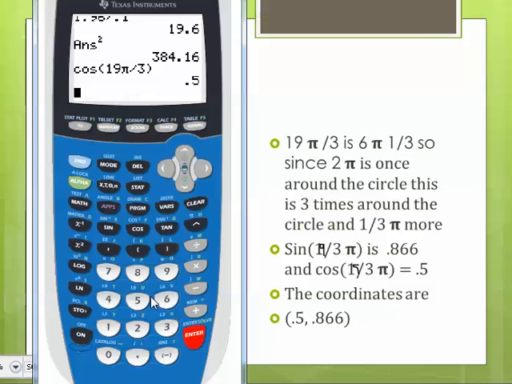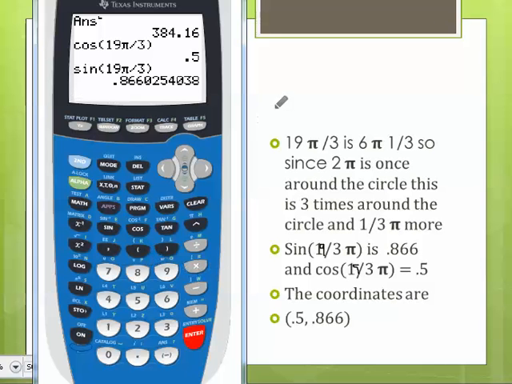And when I hit enter on that, I get 0.5. And when I take the sine of 19 pi divided by 3, I'm going to get 0.8666666. Wow. So we actually found the values that we could use there.